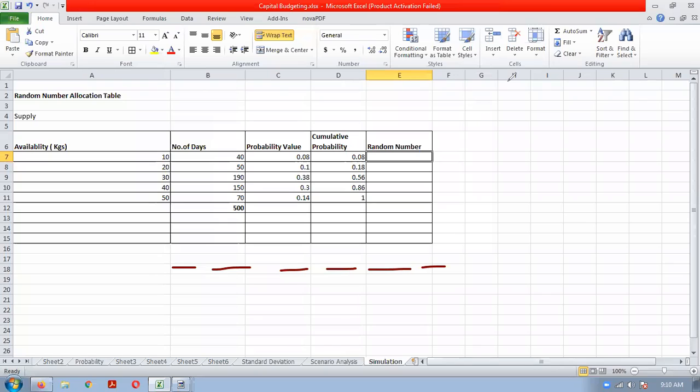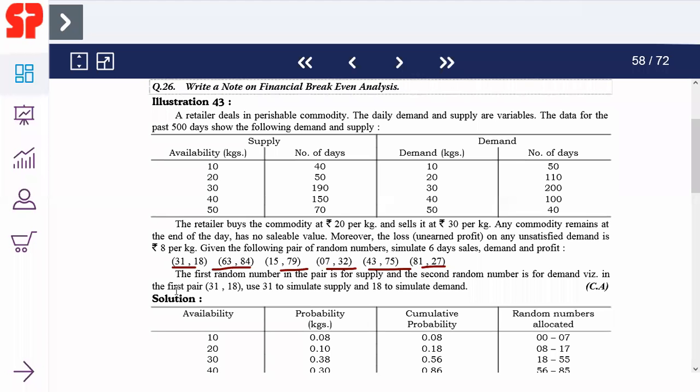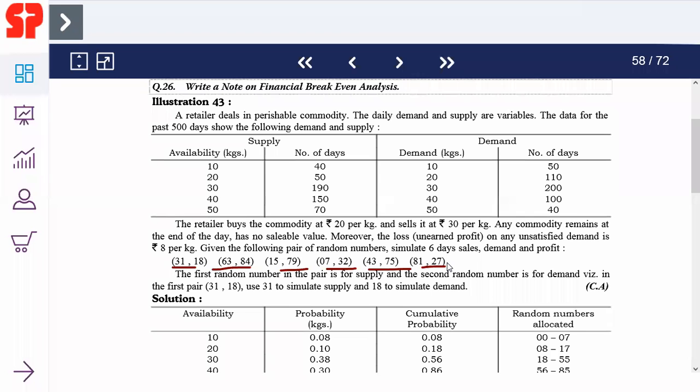It should end at 99. It should not go to 100. If it becomes 100, it would be a 3-digit number, but here it is only 2 digits. All random numbers given here are 2-digit numbers. So we should take care that at last it comes to 99. It should not go to 100 because 100 is a 3-digit number, but we have only 2-digit random numbers.